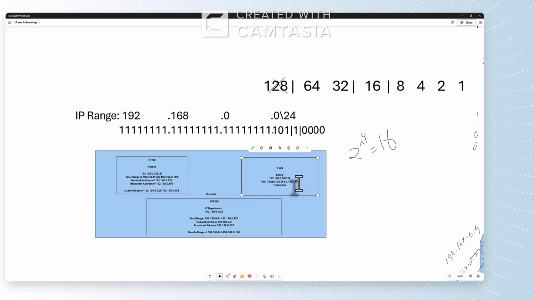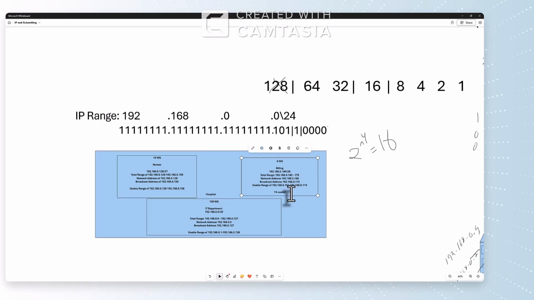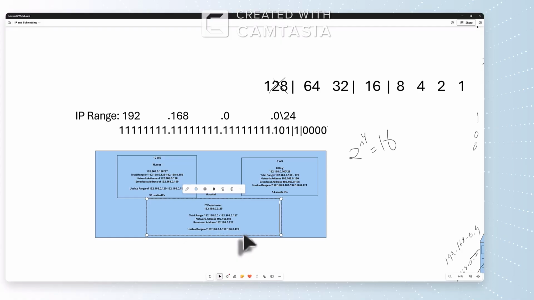Our network address will be the first IP available, which will be 192.168.0.160. Our broadcast IP is going to be the last one, which will be 192.168.0.175. That gives us 14 usable IPs. This one here gives us 30 usable IPs. And down here, we have 126 usable IPs.